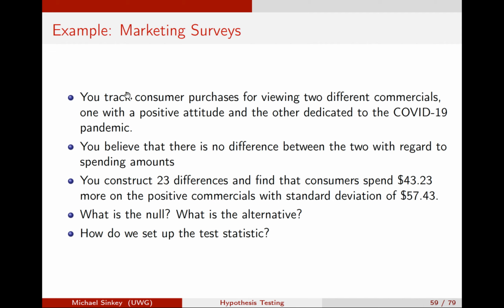So the first thing we want to do is just identify what the null and alternative is. Then we want to set up a test statistic.